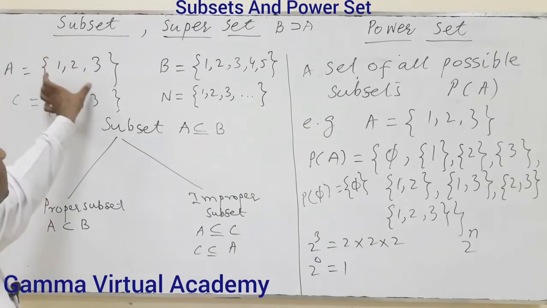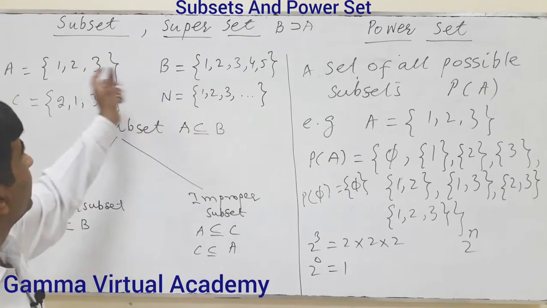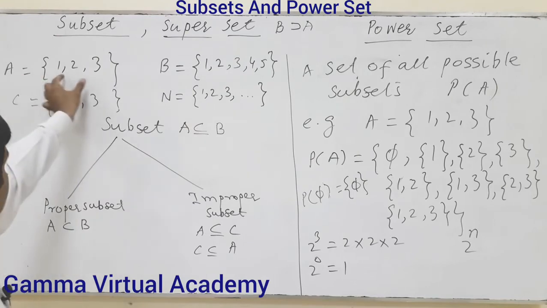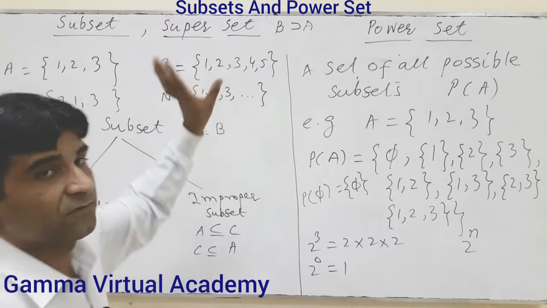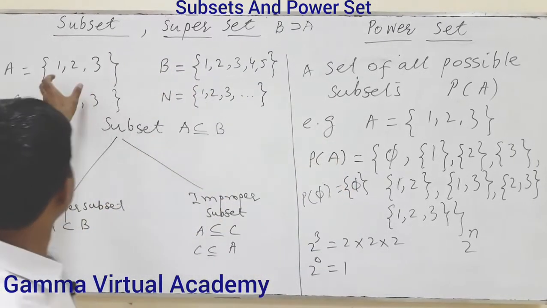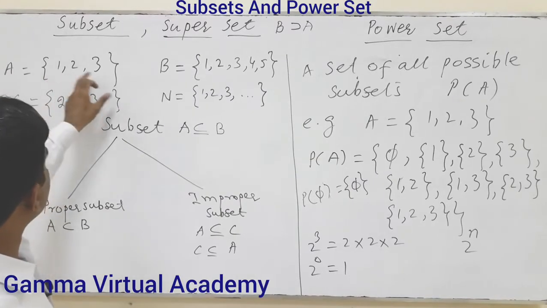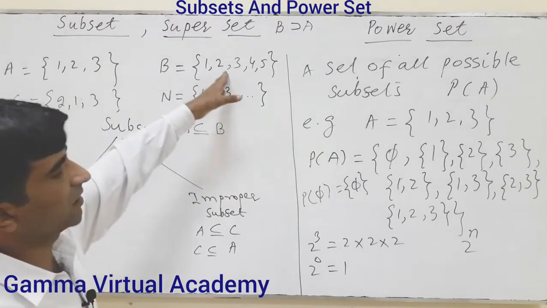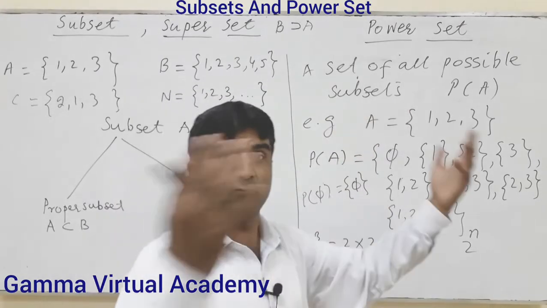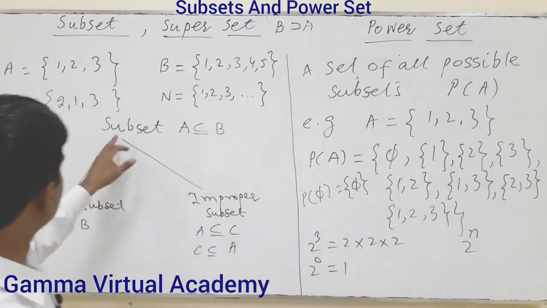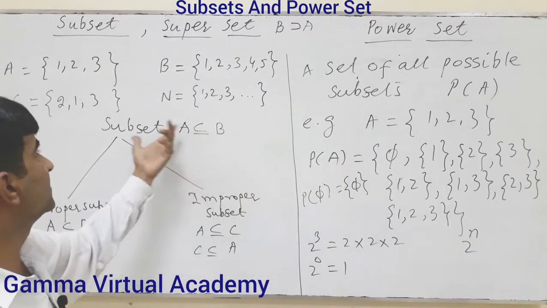Set A is said to be a subset of B when every member of A is also a member of set B. Here set A has members 1, 2, 3 and all these members are also members of B, and B also has more members than that. So A is a subset of B.